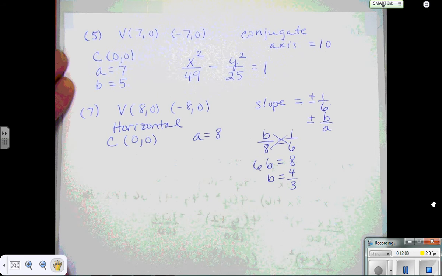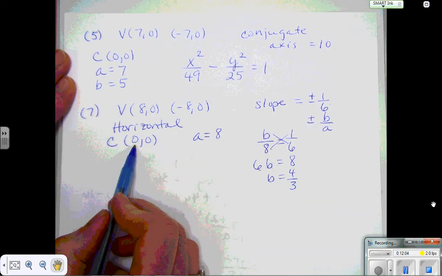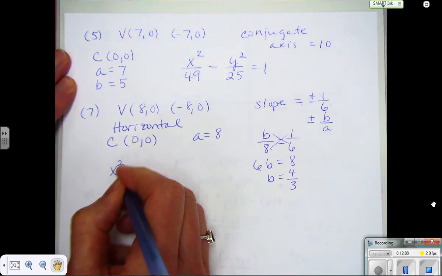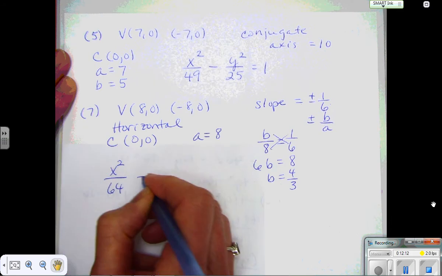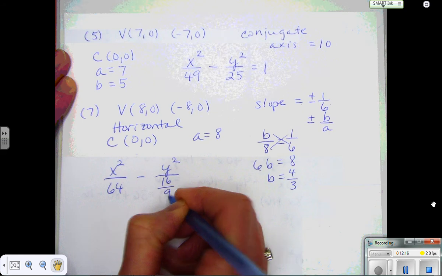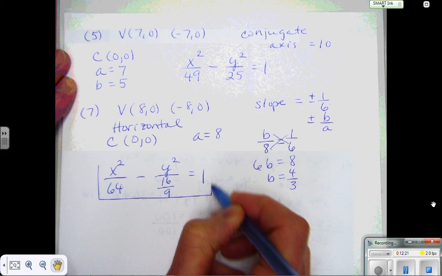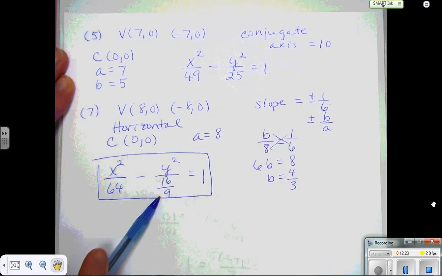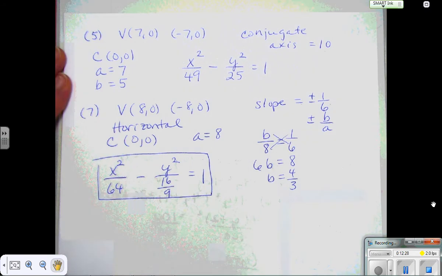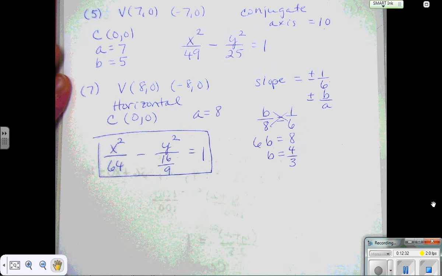So now you have everything you need to write your equation. You could write x minus 0 squared. You don't have to, though. We could just leave it as x squared over 64 minus y squared over 16 over 9 equals 1. And for this class, you can leave that complex fraction, 16 over 9, in the denominator. You don't need to simplify it for this class. Later on, they might ask you to do that, but right now, let's just leave it like that. Are there any questions?